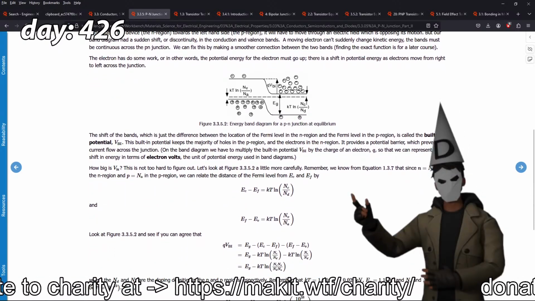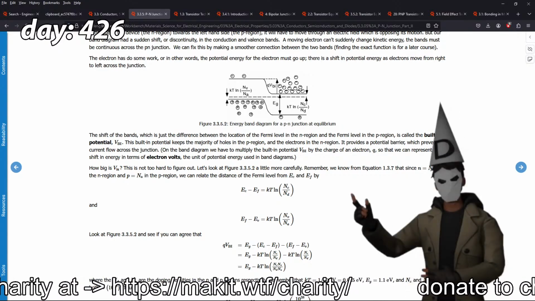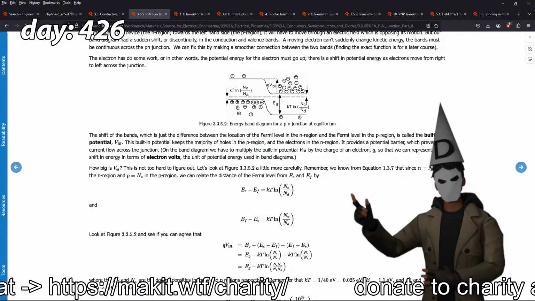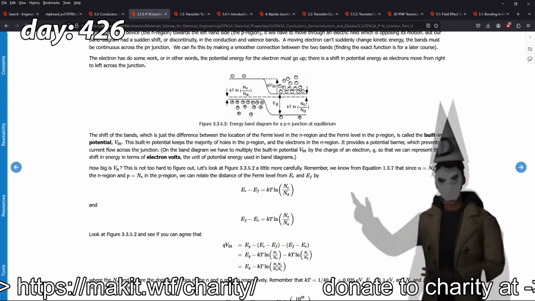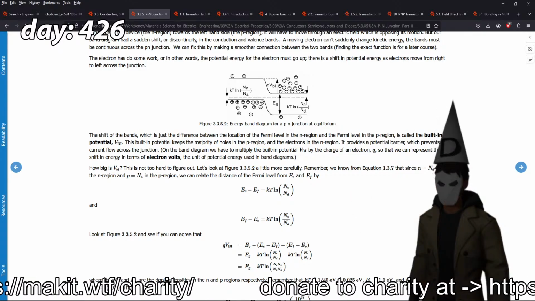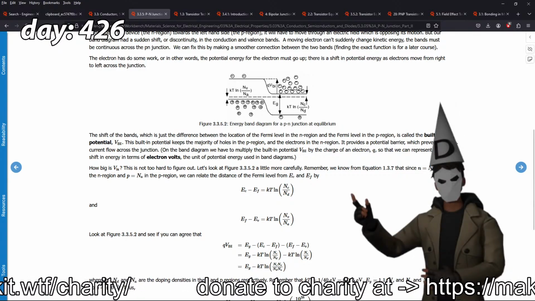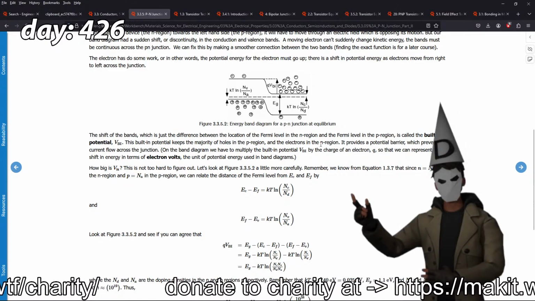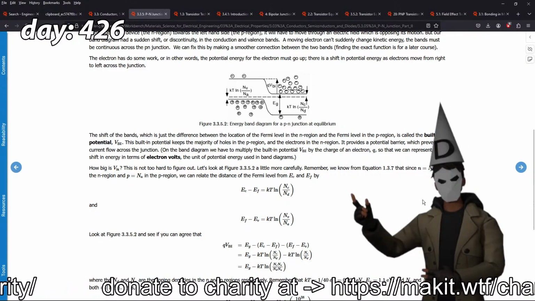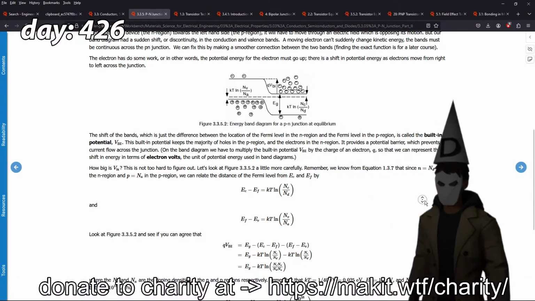This built-in potential keeps the majority of holes in the P region and electrons in the N region. It provides a potential barrier which prevents current flow across the junction. On the band diagram, we multiply the built-in potential by the charge of an electron, Q, so we can represent the shift in energy in terms of electron volts. Not hard to figure out.